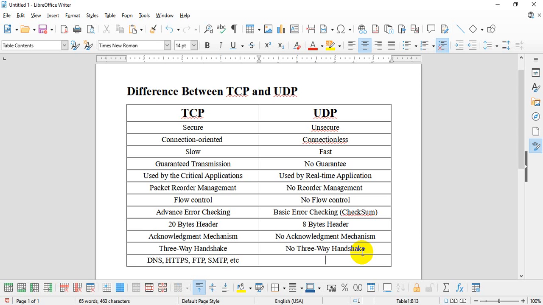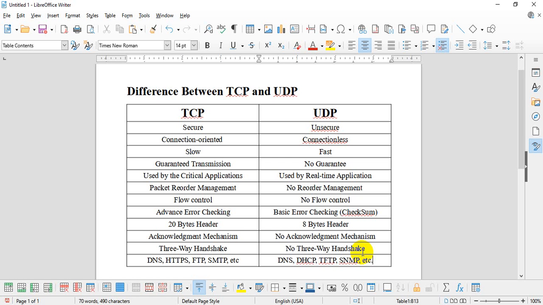And what are examples of protocols that use UDP connections? There is DNS and DHCP and TFTP and SNMP, etc. As you see, in TCP you have DNS, and in UDP you also have DNS. That means DNS uses both TCP and UDP protocols. So do not be confused here, guys. DNS uses both TCP and UDP protocols.